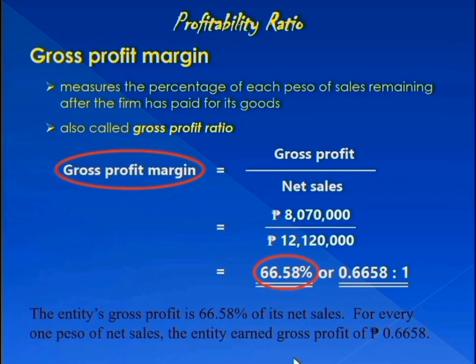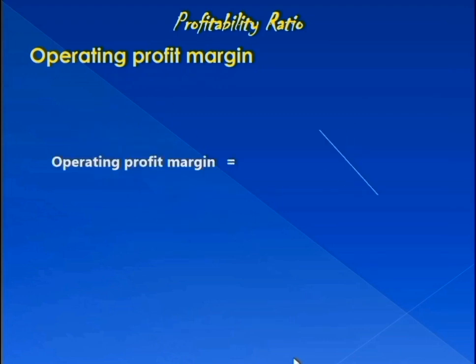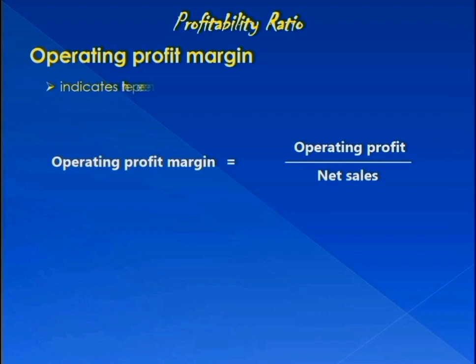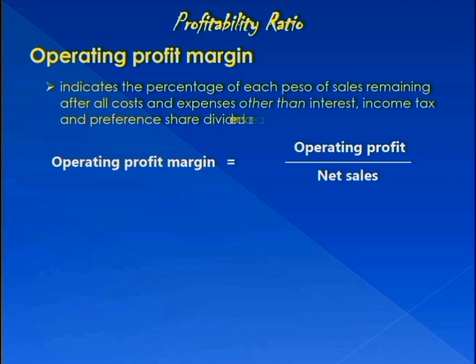Another profitability ratio is the operating profit margin, the denominator of which is also the net sales. Not surprisingly, the numerator is the operating profit or operating income. The operating profit margin or operating profit ratio indicates the percentage of each dollar or peso of sales remaining after all costs and expenses other than interest, income tax, and preference share dividends are deducted.